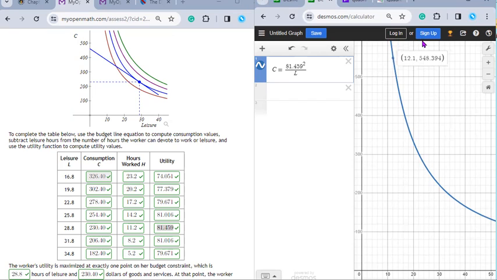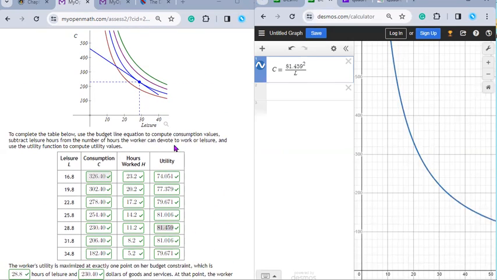I'm willing to give up a lot of consumption to get that little bit of increase in leisure, right? Now leisure is not scarce. When I go from here to there, I'm getting a little bit more of leisure, but because leisure is not scarce, I'm not willing to give up very much consumption, not a lot of dollars in consumer goods and services, because leisure is no longer scarce. And the slope of that curve is the marginal rate of substitution.